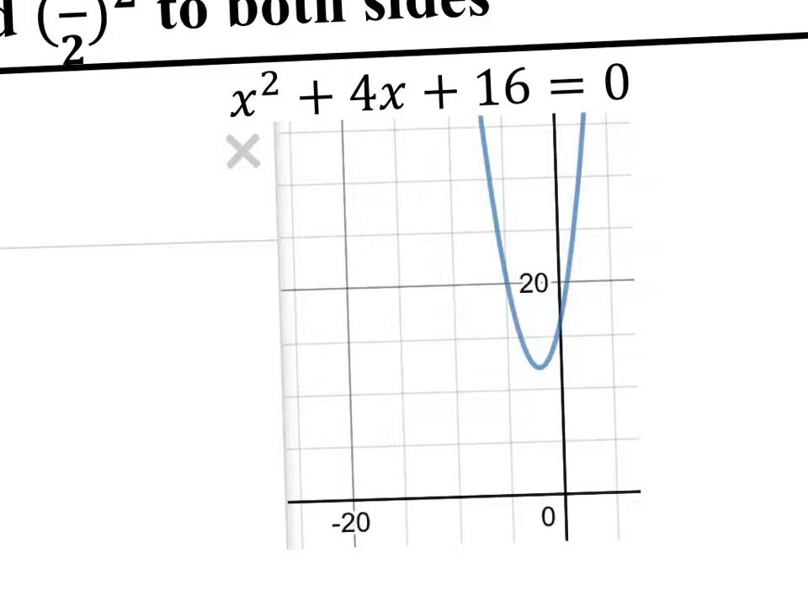Only if there's no x-intercept, then that tells you you're going to have imaginary solutions. If you have imaginary solutions, you're going to have to solve it by hand. So I recommend using the completing the square method, because to me that's my favorite method to solve by hand.